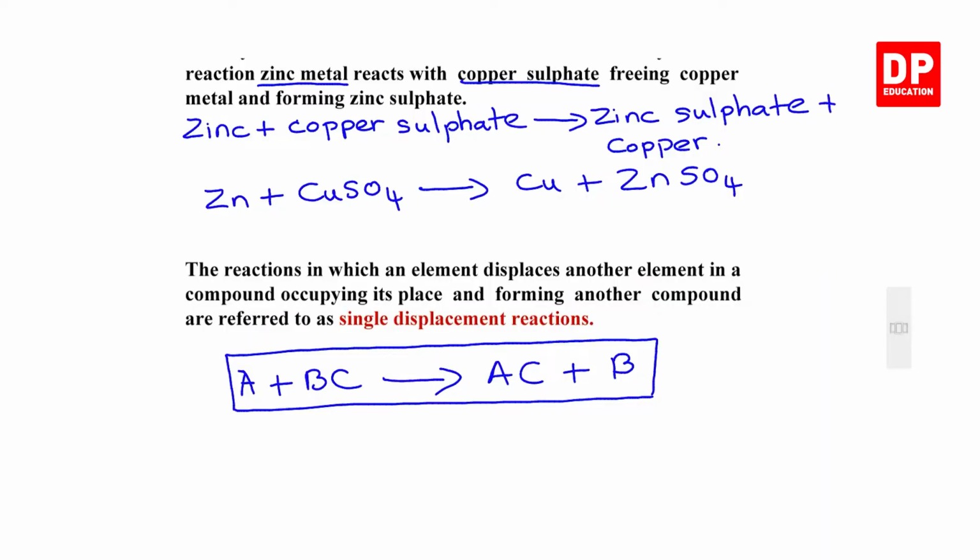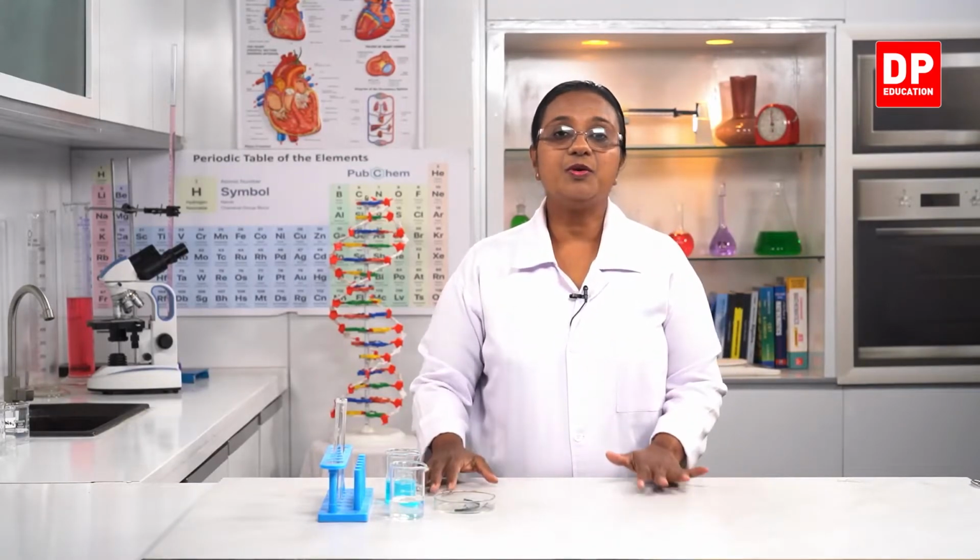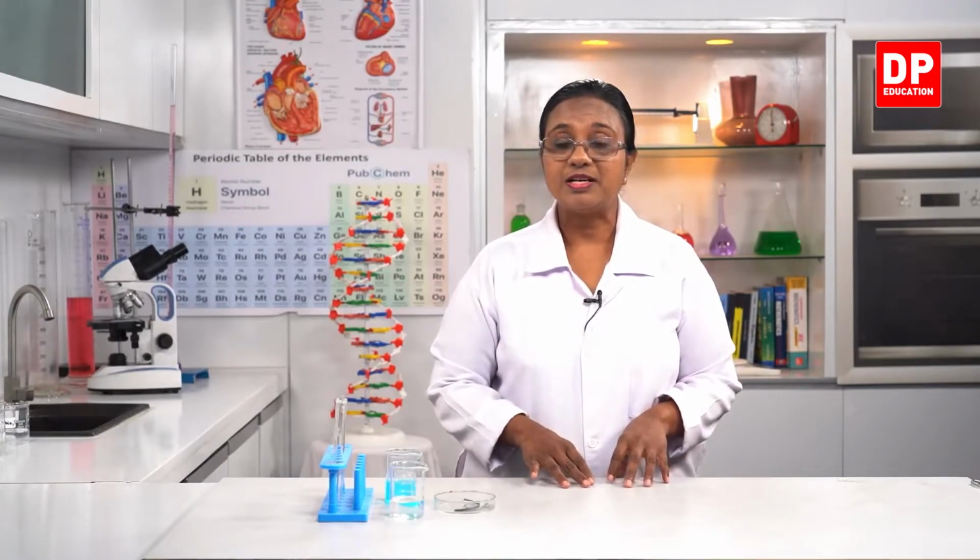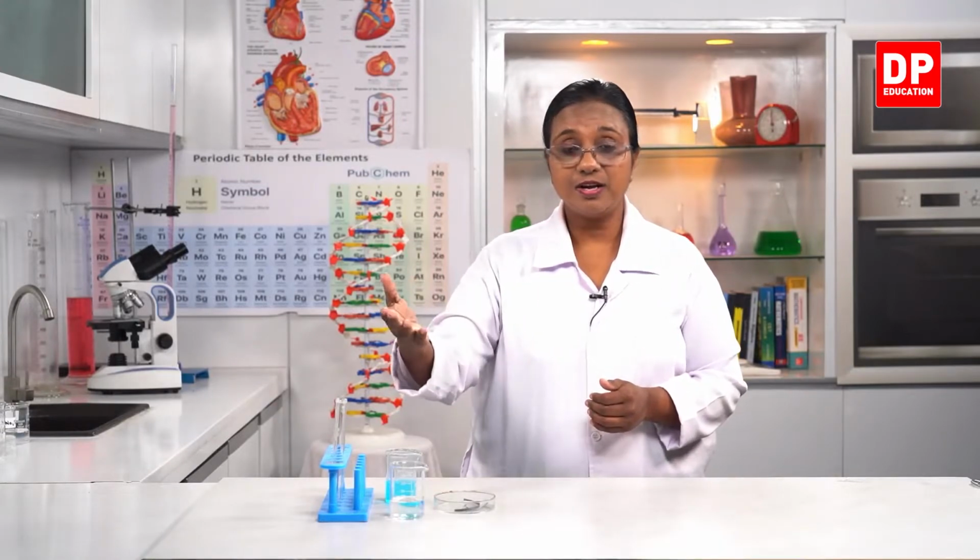So now we will look at some more examples. Okay, students, so now we are going to look at a few single displacement reactions. So you all know in a single displacement reaction there are two reactants. One is an element, the other one is a compound, and the element displaces another element from the compound. And finally in the products also you get a compound as well as an element. It can be a gas that is evolved or it can be a precipitate. So we will observe a few reactions like that.